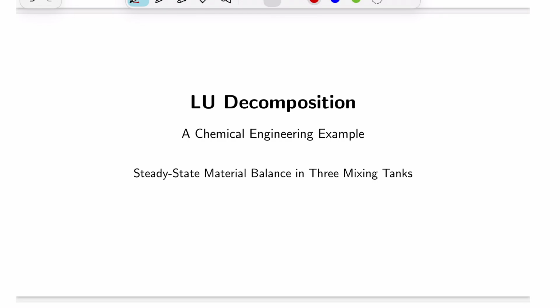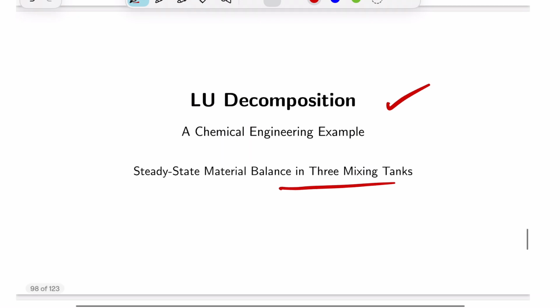Today I'll solve a system of linear equations by using the LU decomposition method. Here I'll take one chemical engineering example based on steady state material balance in three mixing tanks.